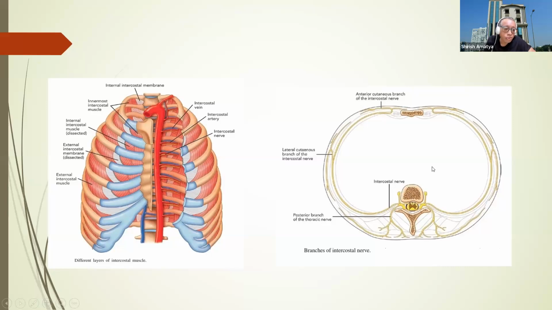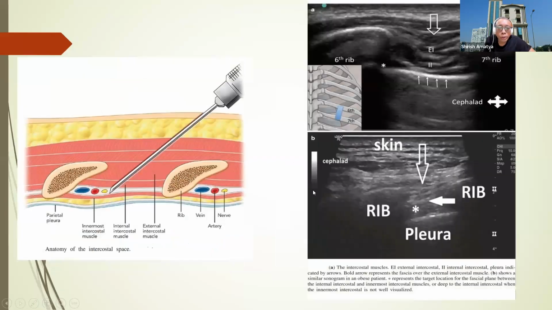And on the right side of the picture, you can see how the thoracic spinal nerve is formed in the intervertebral foramen. After its formation, it divides into ventral rami and dorsal rami. The ventral rami continue forward as an intercostal nerve in the intercostal groove and supply the skin and muscles in the specific segment. You can also see the lateral cutaneous branch as well as the anterior cutaneous branch.